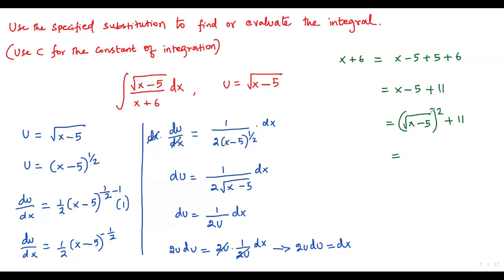Because when I have square root of x-5, I can plug in u for that. So now for this square root of x-5, I can plug in u, then we get u square, because for this one we plug in u, and here we have square positive 11. So for this stuff x positive 6, we get u square positive 11. In our next step, in the original integration, for this square root of x-5, we can substitute u, and for this dx, we can substitute 2u times du, and for this x positive 6, we can substitute u square positive 11.